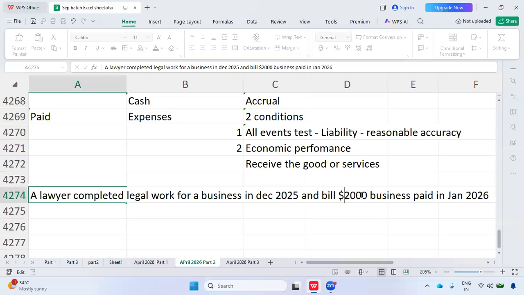Second one, economic performance. So when has economic performance been done? Did we receive services in 25? All the legal work was done in 25 itself, right? So did we receive these services in 25? Yes or no, guys?